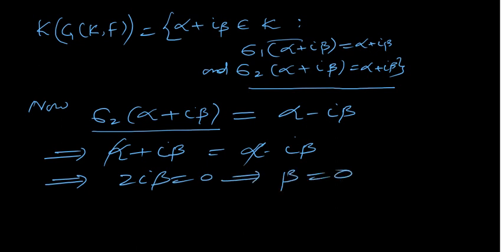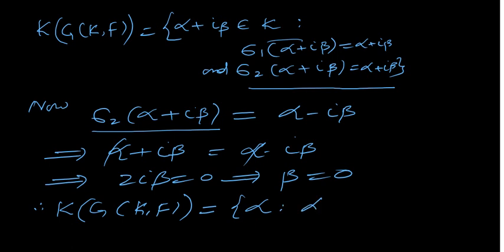So thus in this K^G(K/F), the set of numbers alpha plus iota beta, the complex numbers having this property. But from these equations we obtain beta equal to 0. So therefore what is this? And we don't have any condition on alpha. Alpha is any real number. Okay, K^G(K/F) is equal to the set of alpha, such that this alpha obviously is in F. Okay, so it means that it is equal to F.